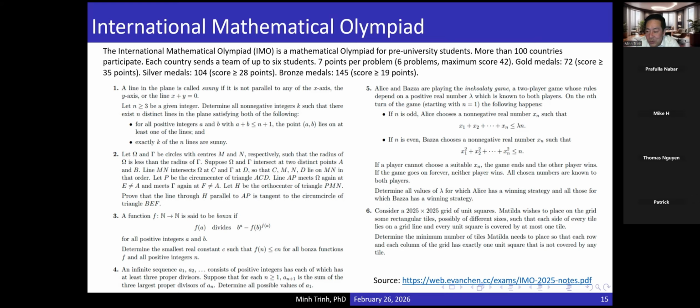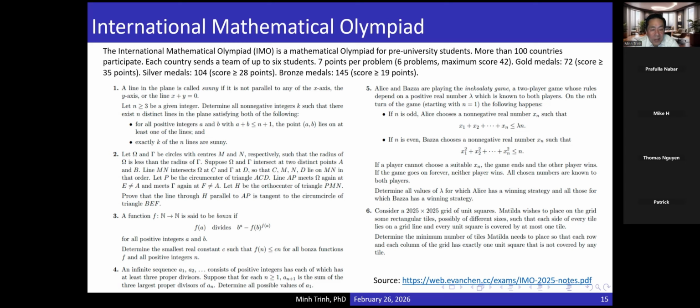So you can try to answer them. By the end of the talk, you tell me if you find the answers. You're not allowed to Google them, right? The answers are online, but you can find them by yourself. There are 7 points per problem, 6 problems, so a maximum score of 42. And if a student gets a score bigger than 35, it means he solved 5 problems or more, he gets a gold medal. Silver medal if you score more than 28. Bronze medal if 19, and so on.